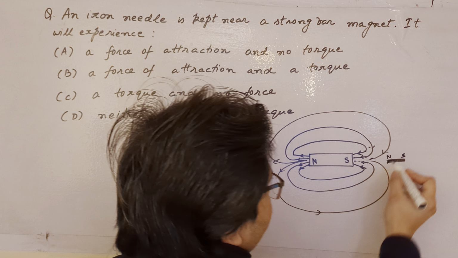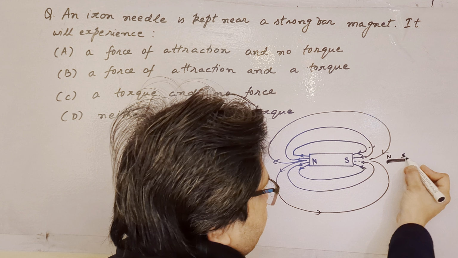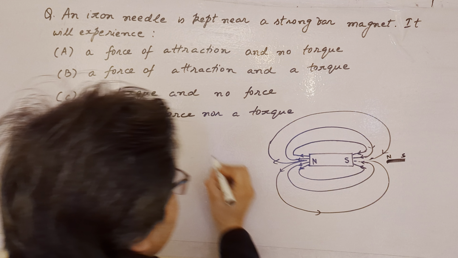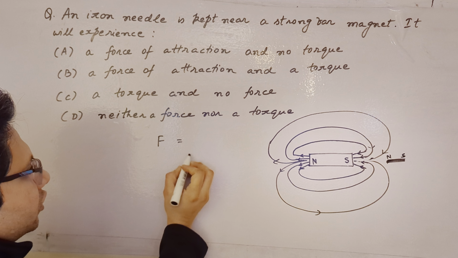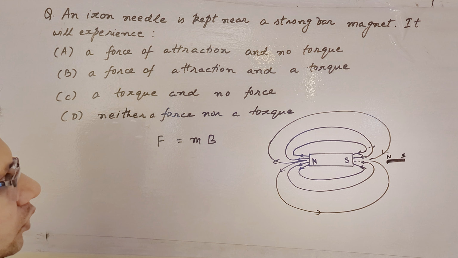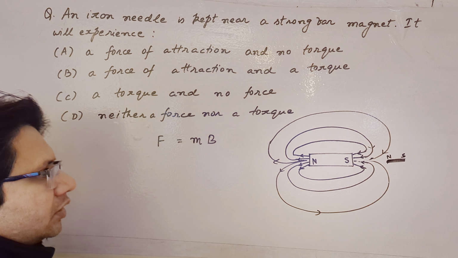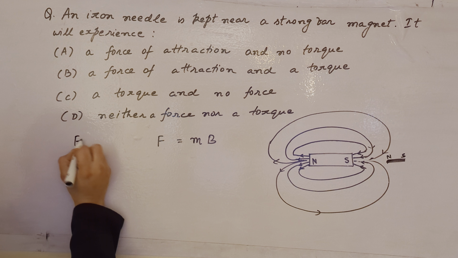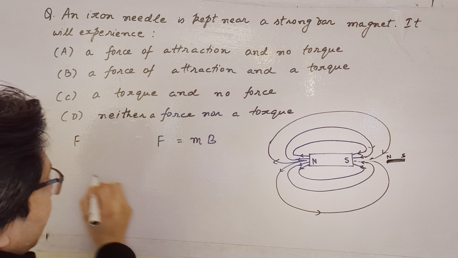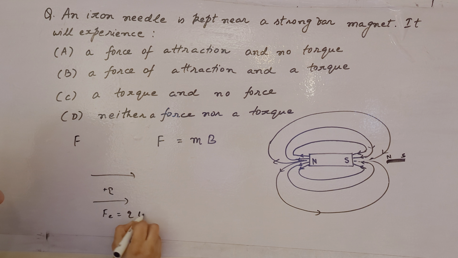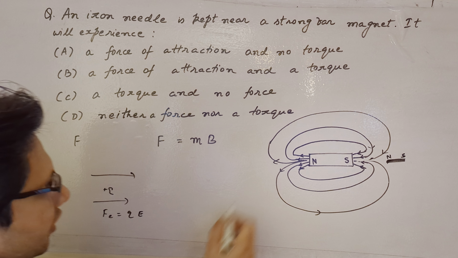Now we know that there is a force on this pole N as well as on this pole S. The force on a particular magnetic pole is given by the formula F equals M into B, where M is the pole strength. So it depends upon pole strength. This is a similar kind of formula to what we used in electrostatics for a charge placed in an electric field. Suppose there is an electric field and a charge is placed inside it, then this charge experiences an electric force Fe equals Q into E. So a similar kind of force also develops at the poles.